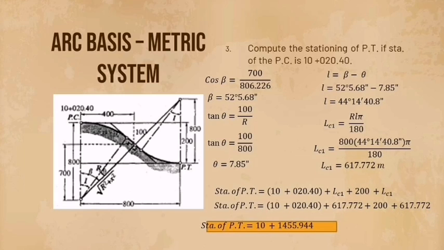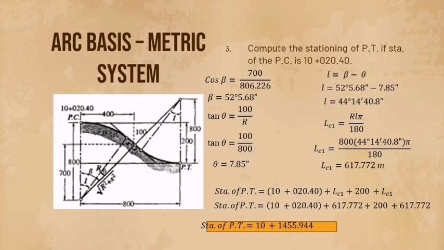So, cos beta, or B, equals 700 over 806.226. After computing it, we will get the answer of 52 degrees 5.68 minutes. Again, we are going to get theta. Tan theta equals 100 over r. Substitute again the value of the radius, which is 800. So tan theta equals 100 over 800. After computing it, you will get the answer of theta equals 7.85 minutes.